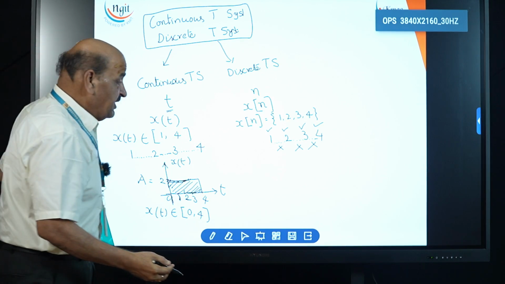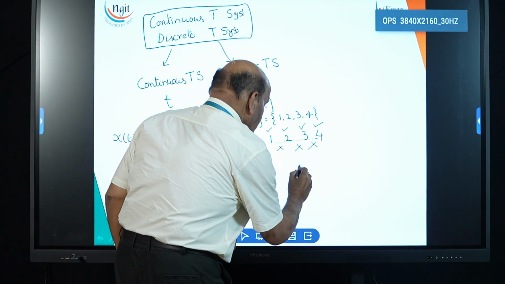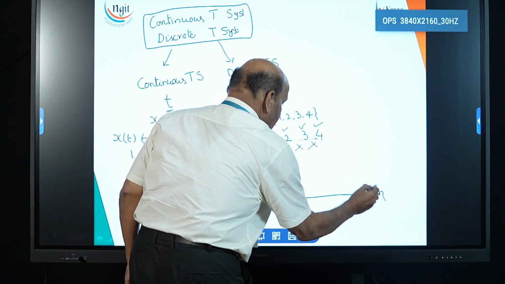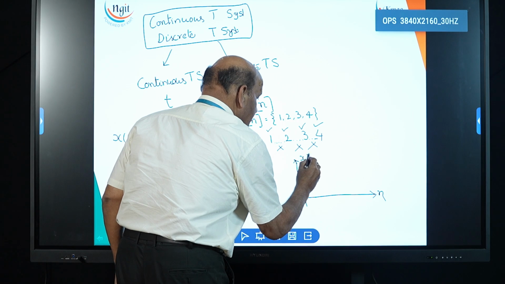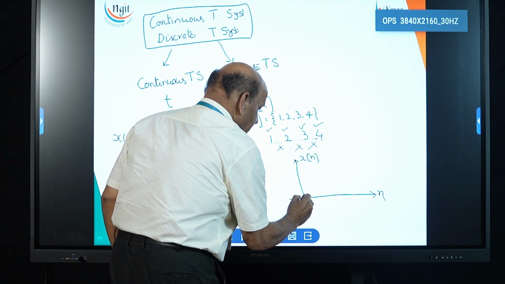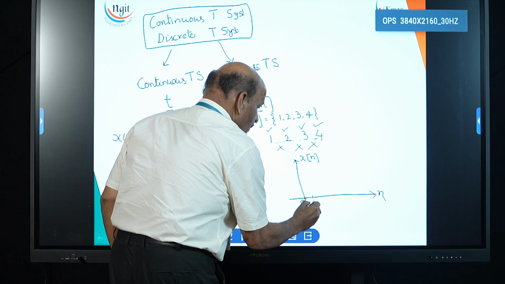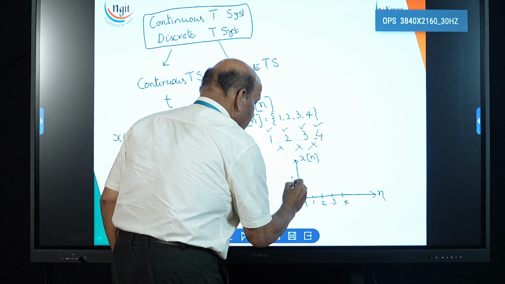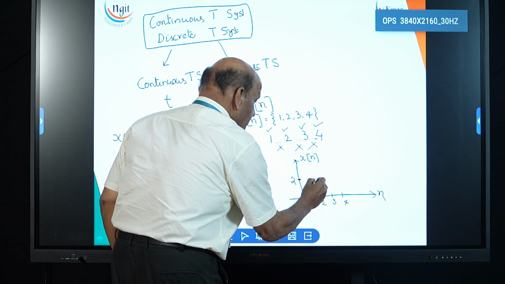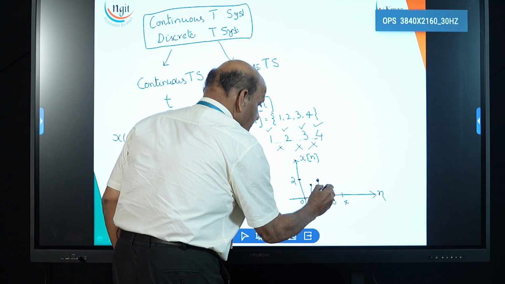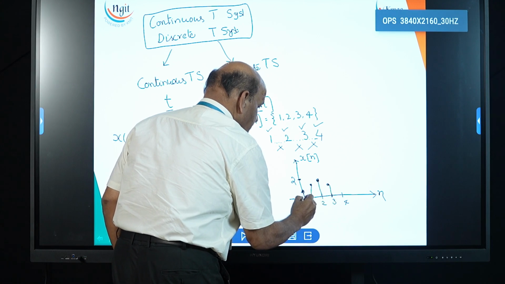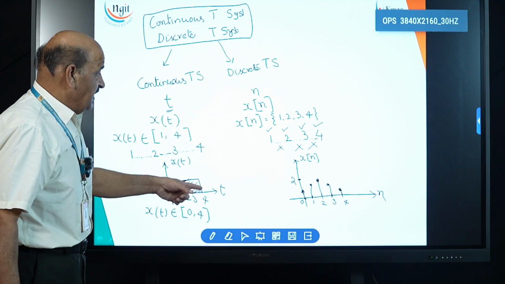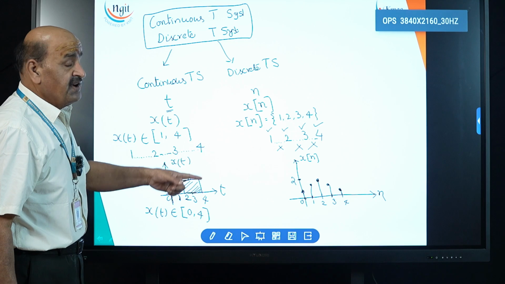Now the same can be represented here. This is the graph. Here this is n, this is x of n. Here the numbers are 0, 1, 2, 3, 4, with the same amplitude too. This is the way of representing continuous and discrete time signals.